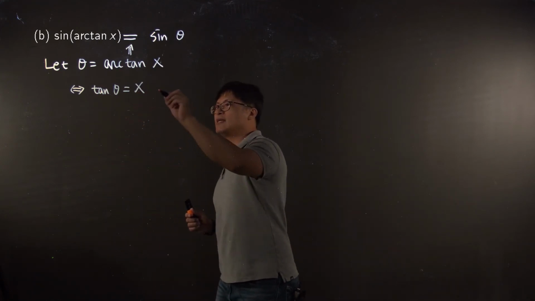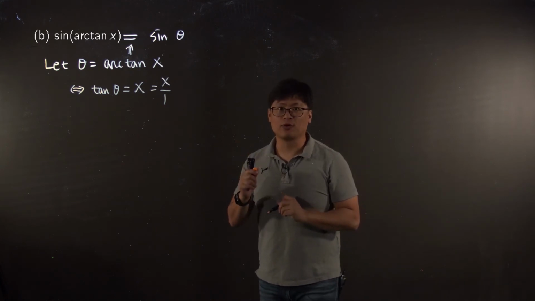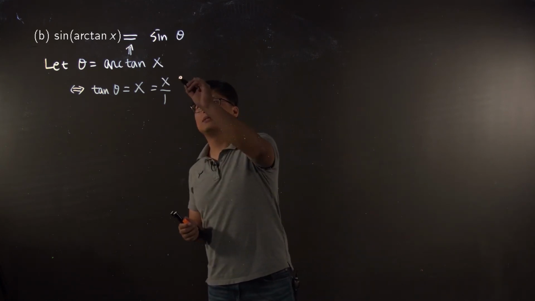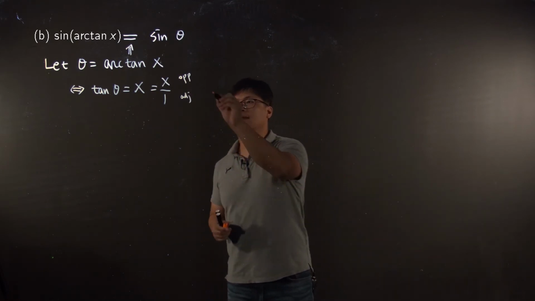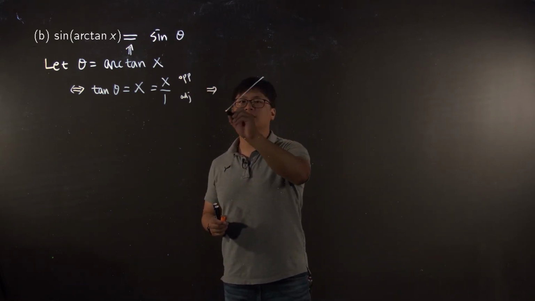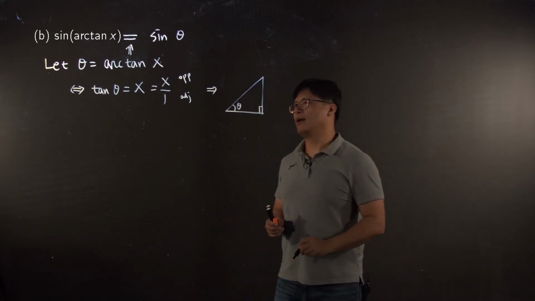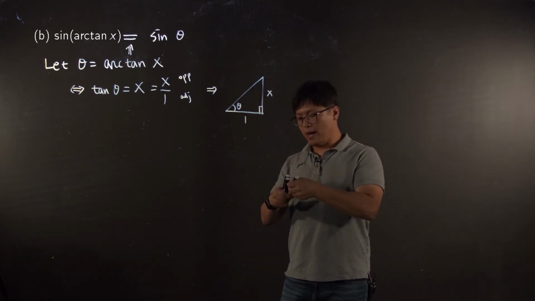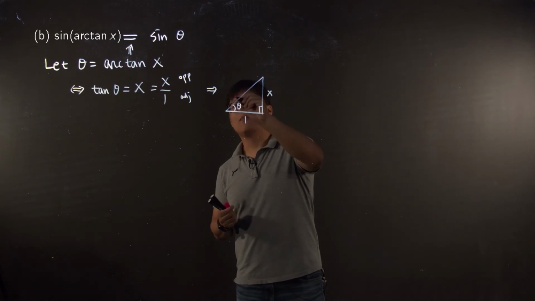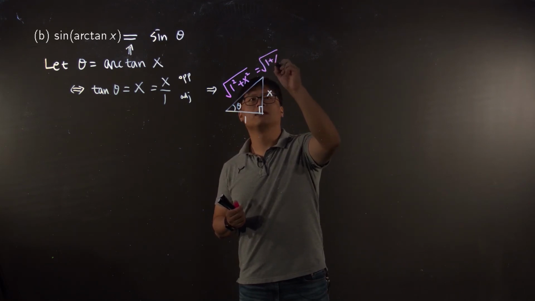Again, this x can be written in fraction form. Then SOHCAHTOA. From SOHCAHTOA, x is your opposite and 1 is adjacent, right? Then here we go. This is my right triangle with angle theta, right? Opposite is x and adjacent is 1, right? Then by the Pythagorean theorem, we can find the hypotenuse, right? Which is the square root of 1 squared plus x squared, which is equal to the square root of 1 plus x squared.